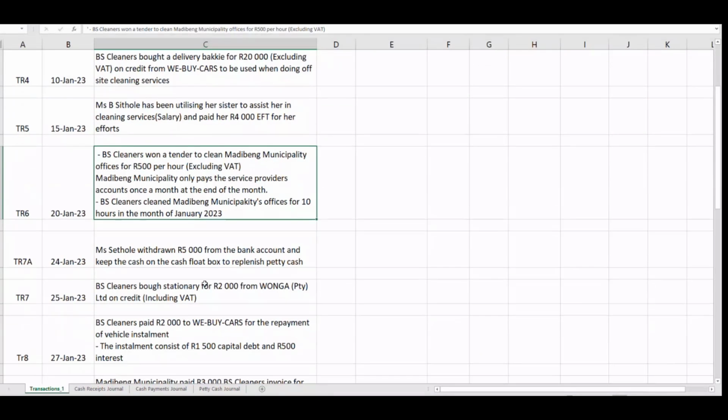Let's move to transaction number 6. It says BS Cleaners won a tender to clean Madibeng municipality offices for 500 rands per hour, excluding VAT. Madibeng municipality only pays service provider accounts once a month at the end of the month. BS Cleaners cleaned Madibeng for 10 hours in the month of January 2015. Are we buying or selling here, Tabo? We are selling a service.